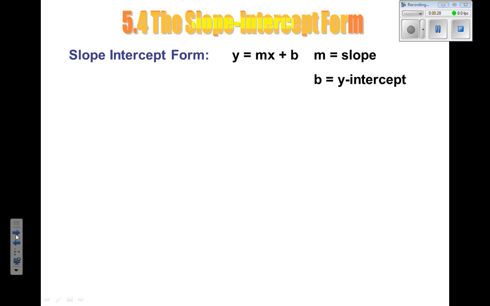So for example, if I give you y is equal to 2x plus 4, your slope, which is now going to be called m, is the number attached to the x, which is 2. And your y-intercept, which is the point where the line crosses the y-axis, is the back number represented as b, which in this case is 4.